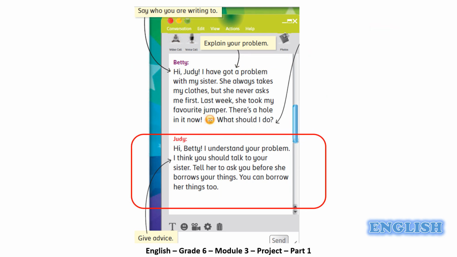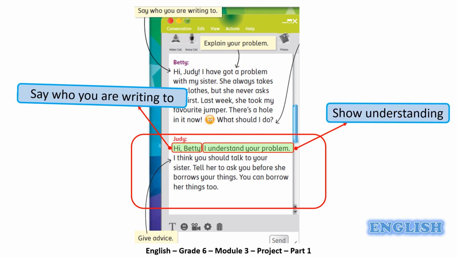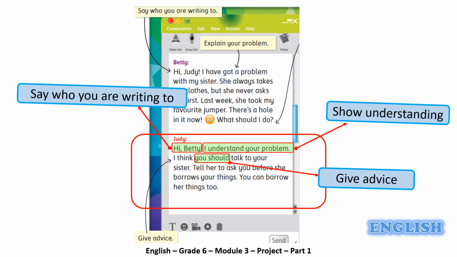This message is an example of a text message which is written to give advice. As usual, and like the previous message, you start with hi and the name of the person who will receive the message in order to say who you're writing to. After that, you may write a phrase like, I understand your problem, in order to show that you have got the problem and you understand the problem and you can give advice after that. After that, you may use you should or the infinitive of the verb in order to give advice. So, you say who you're writing to, you show understanding, and then you give advice in order to write a text message to give advice to a friend.